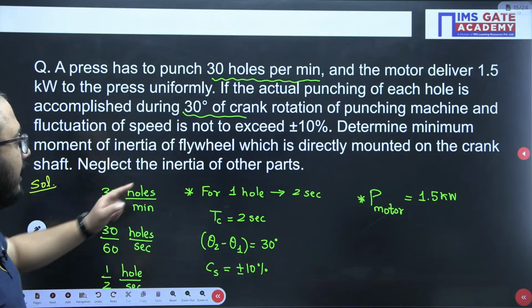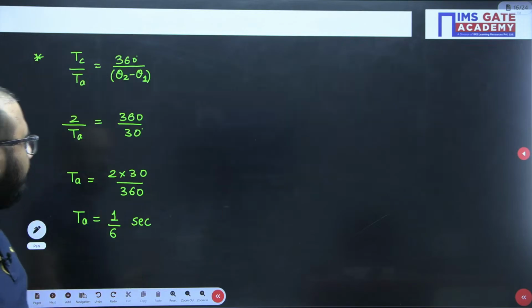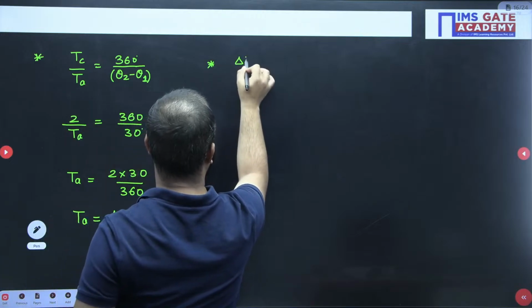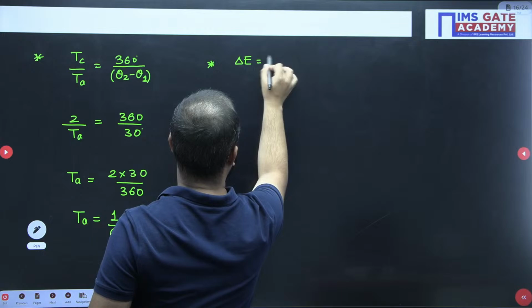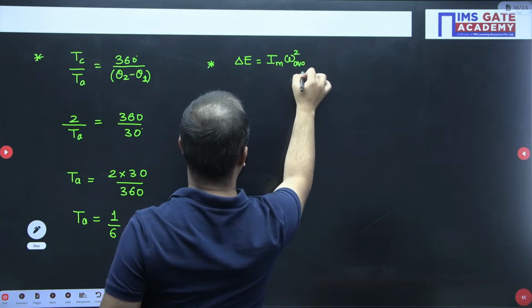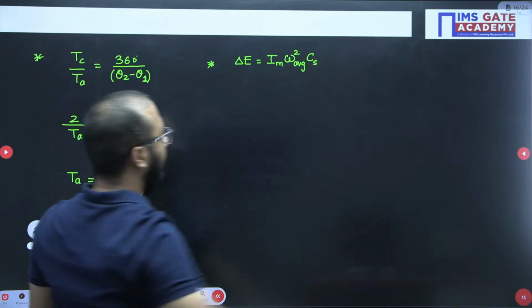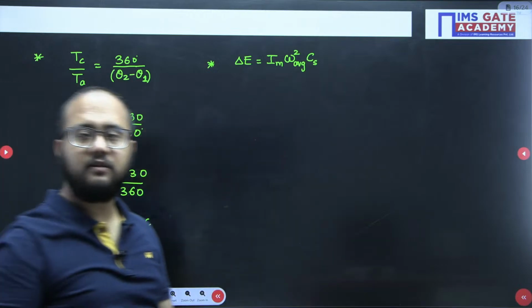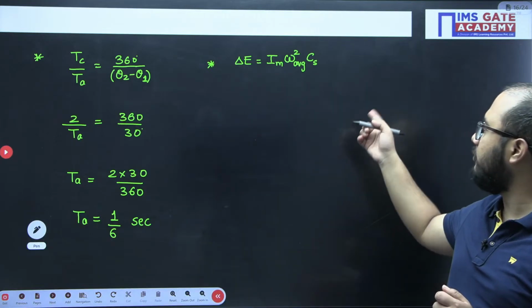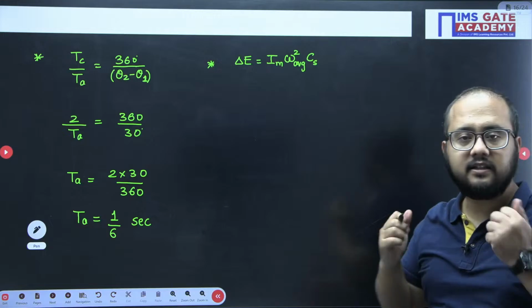Now coming to the part where we need to calculate the moment of inertia value. Again, in order to calculate the moment of inertia value, we have this formula: delta E equals Im omega square into Cs. Im, mass moment of inertia, multiplied by omega square into Cs. This is the formula we are having. Okay.